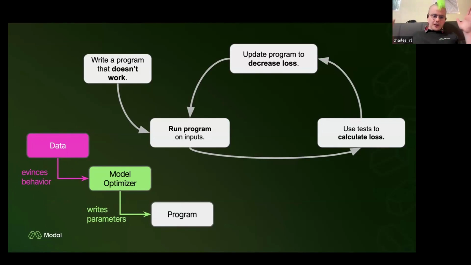So that data goes into a model optimization program that then writes out the parameters, writes out the weights for a neural network. And that's your final program. And the way that the model optimizers generally work is that you start off with garbage junk parameters, you start off with random numbers, and then you run your program, you run your model on the inputs. You use the data to calculate loss the same way you use tests to check for failures, and then update the program, update the weights to decrease the loss.